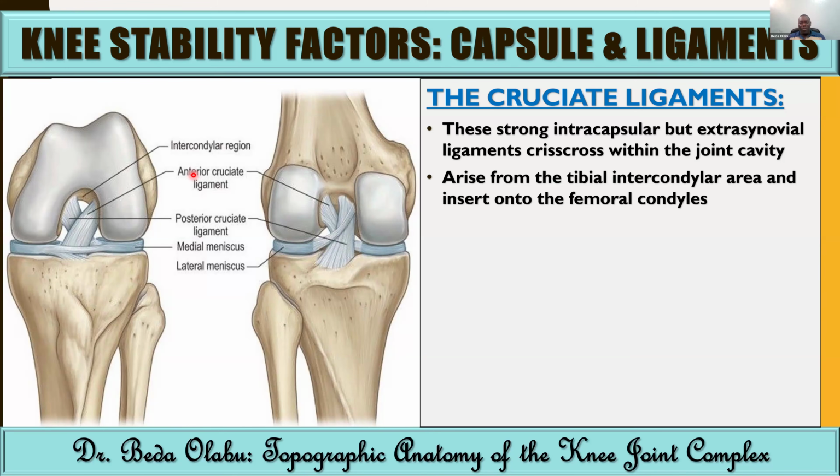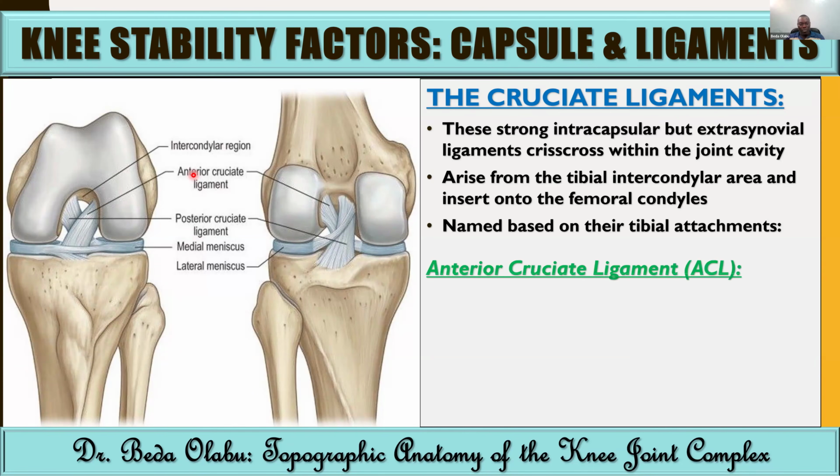So the proximal attachments are the femoral condyles, and the distal attachments are the tibia, specifically the tibial intercondylar area. Now, these ligaments are named based on their tibial origin. We have the anterior cruciate ligament that arises from the anterior intercondylar area. That's why we call it anterior cruciate, because it arises from the anterior intercondylar area. This is the ACL. It arises from the anterior intercondylar area of the tibia.